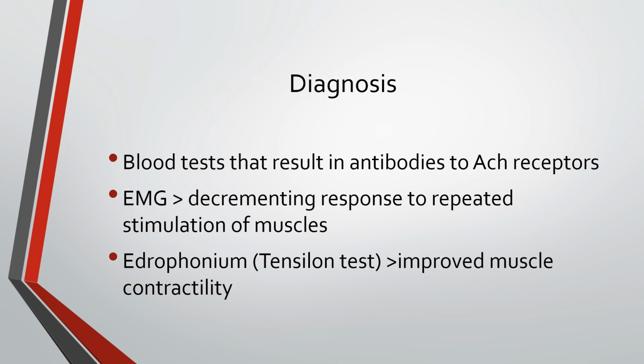When performing the Tensilon test, you should expect improvement in patients with the myasthenic crisis, but worsening in the patient with the cholinergic crisis. With the cholinergic crisis, remember that you should have atropine to reverse the effects of the Tensilon.